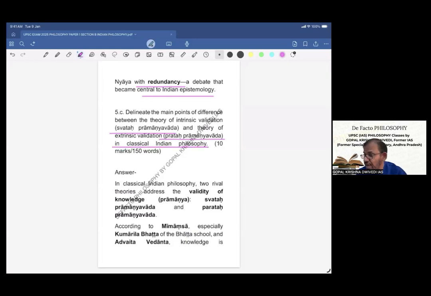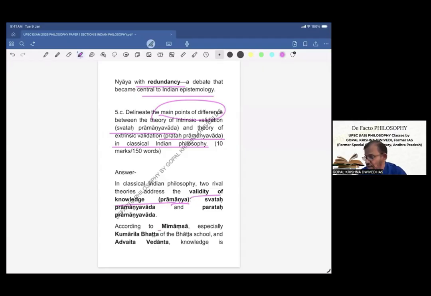So here the directive is main points of difference. That's what has to be written. In classical Indian philosophy, two rival theories address the validity of knowledge: Swatah Pramanyavad and Paratah Pramanyavad.